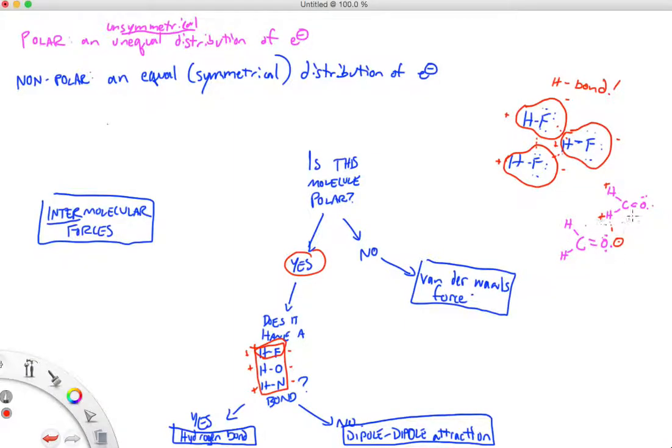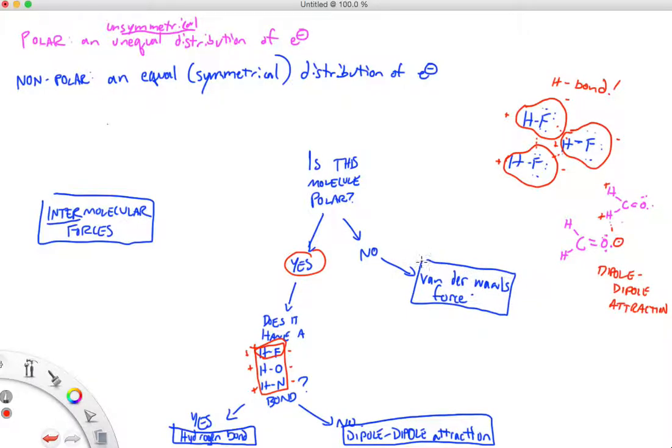These molecules, they are polar, but they don't have an HF, an HO, or an HN bond in them. They just have an HC and a CO bond. So we can't call them hydrogen bonds, but we can call this attraction between them, this intermolecular force, a dipole-dipole attraction. That's its force. Its intermolecular force is dipole-dipole. All right. And the very last one is the weird one.